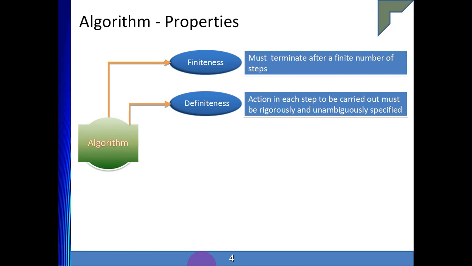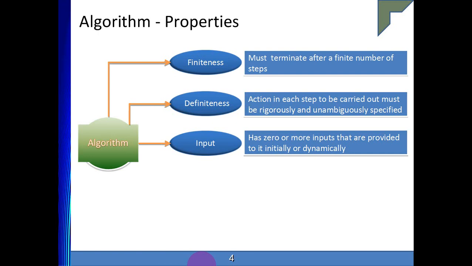If I say that X stores a value 5, which is an integer, and again we are saying that X stores a value which is a float or a real number, this really makes it ambiguous. What exactly is X storing? So there has to be definiteness in each of the steps that we are talking about.